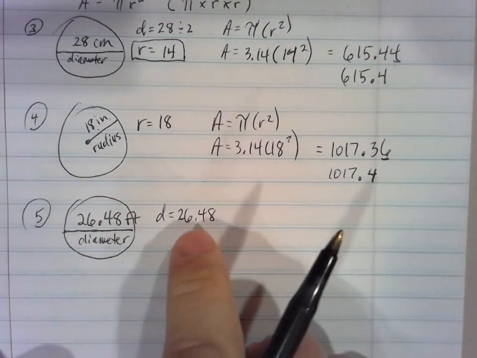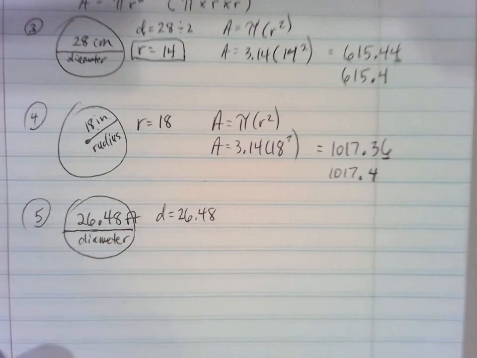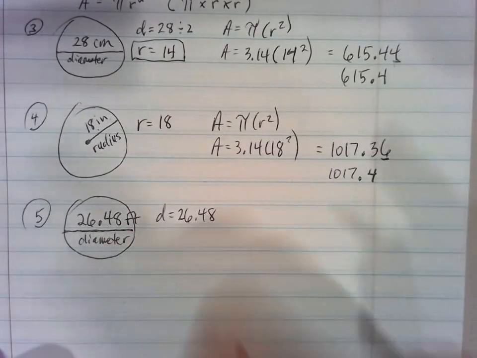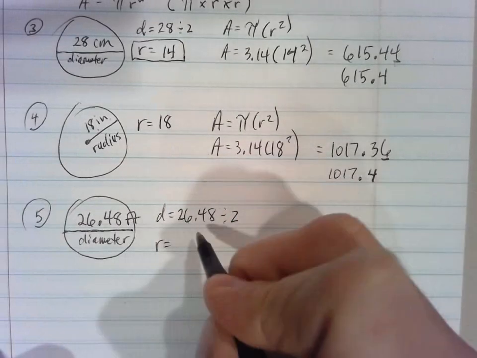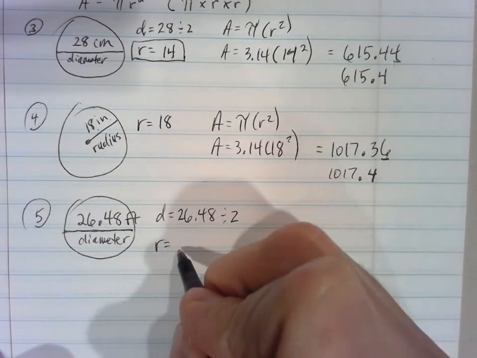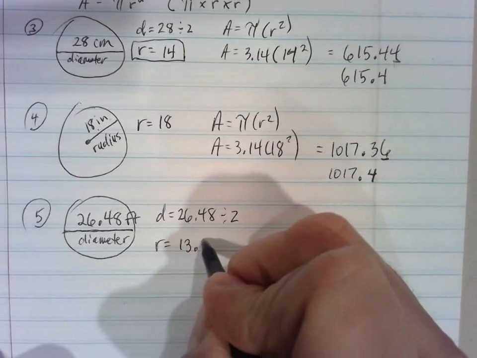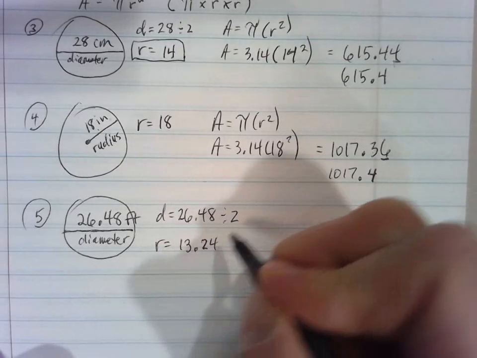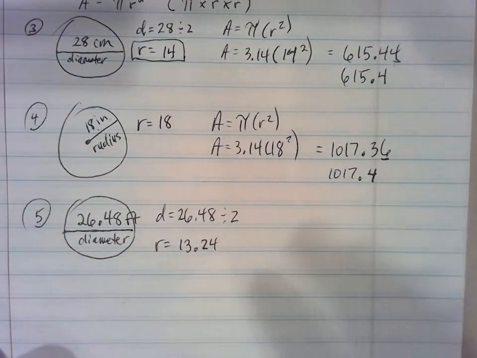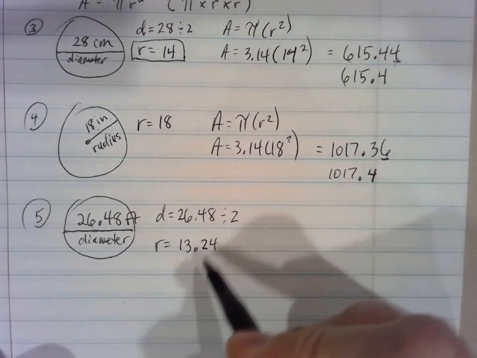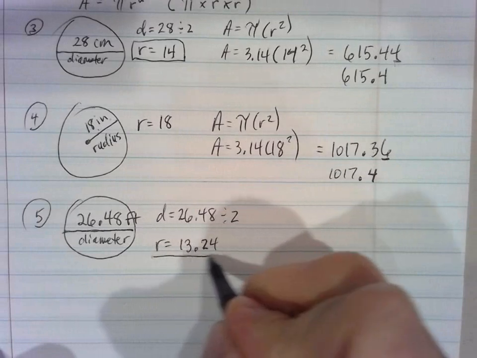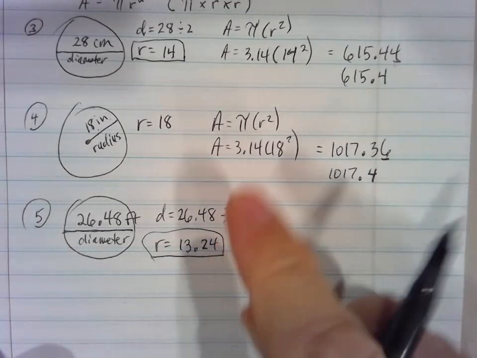Now to get the radius, what do you do to that number? Well, you have to take half of it, right? Divide that by 2. So if you divide that by 2, that would be 13 and 24 hundredths. I did that in my head. You probably can do it in your head too, but if you needed to, you can use the calculator. Now I've got my radius, and I'm ready to rock it out.